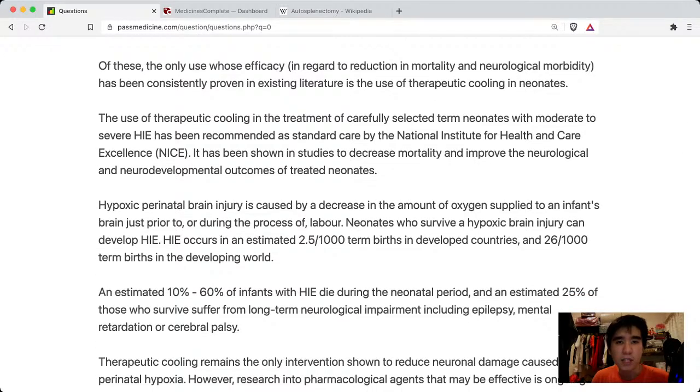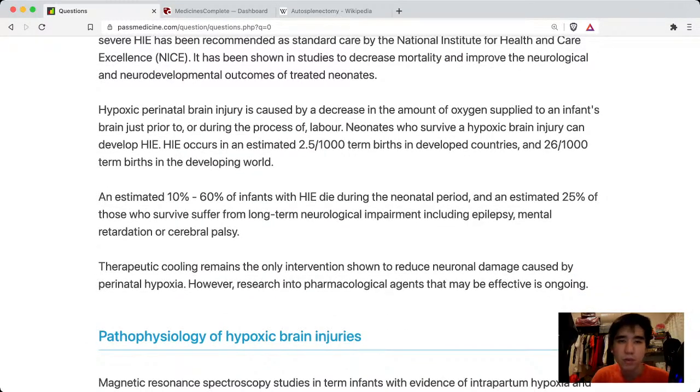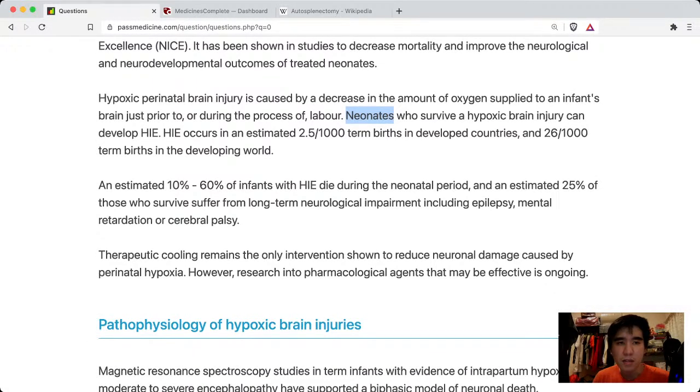The use of therapeutic cooling in the treatment of carefully selected term neonates with moderate to severe HIE, hypoxic ischemic encephalopathy, has been recommended as standard care by the National Institute for Health and Care Excellence, NICE. It has been shown in studies to decrease mortality and improve the neurological and neurodevelopmental outcomes of treated neonates. Hypoxic perinatal brain injury is caused by a decrease in the amount of oxygen supplied to the infant's brain just prior to or during the process of labor.